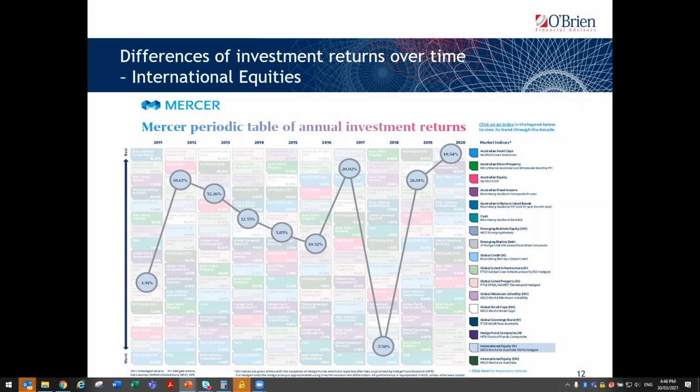Just a reminder, cash was 2.5%, Australian equities 8.2% over the last 10 years, and international equities around 12.55%. So over time, the other asset classes tend to perform better than cash returns.